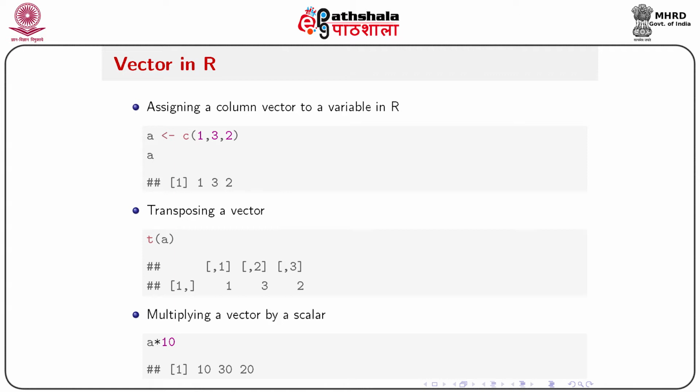If you want to multiply a vector by a scalar, you can use the asterisk symbol like A asterisk 10, and that will multiply all the components of the vector by 10. That is 1 into 10, 10, 3 into 10, 30, and 2 into 10, 20.